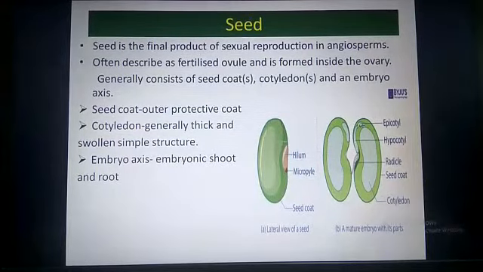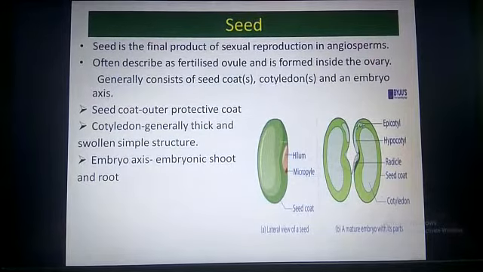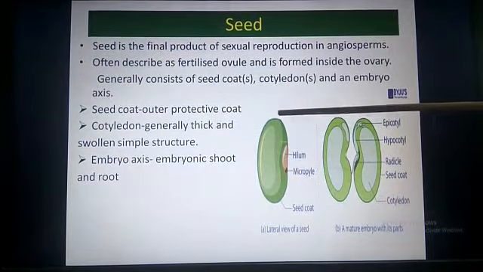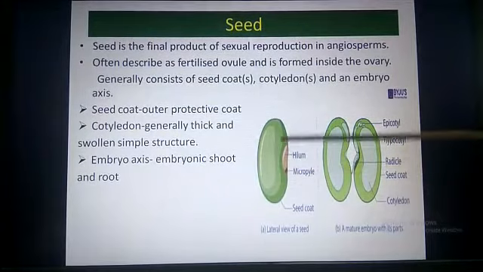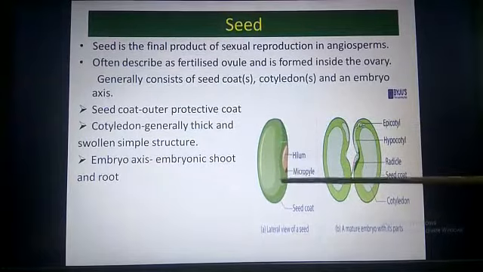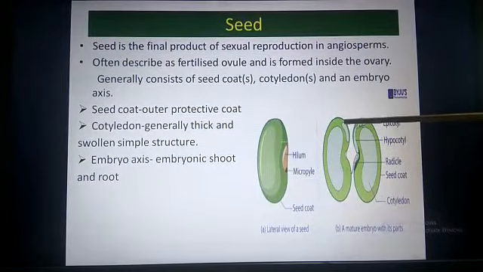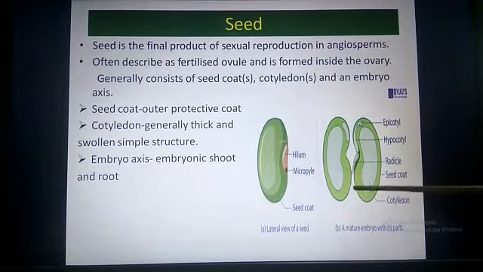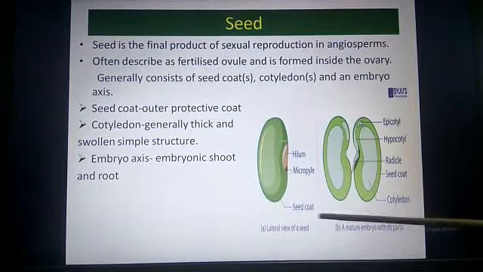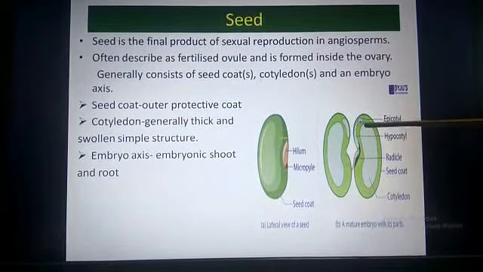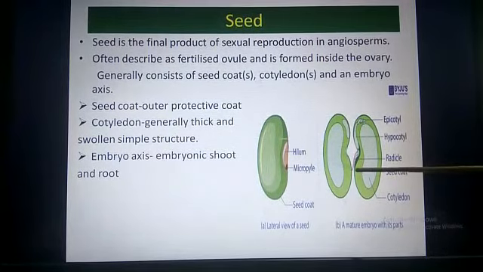Generally, seed consists of seed coat or seed coats, cotyledon or cotyledons, and an embryo axis. Seed coat is the outer tough protecting coat, and this is what we call seed coat. Cotyledons are the thick and swollen simple structures, and they are often referred to as seed leaf. Embryo axis is the structure of the embryo that has embryonic shoot and embryonic root.